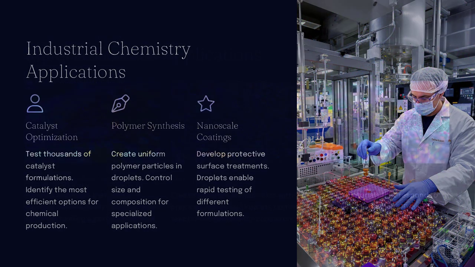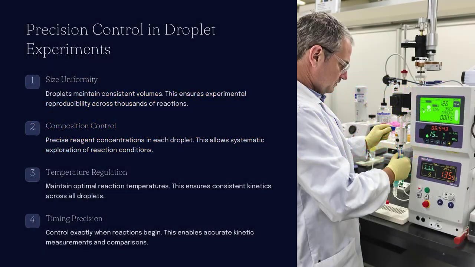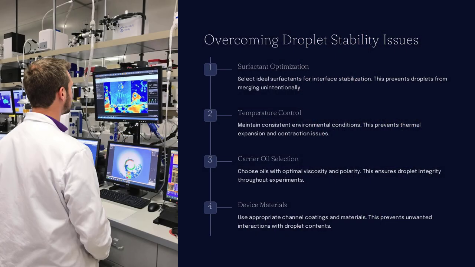For example, in drug discovery, a droplet library might be used to test the effects of hundreds of different drug formulations on a target cell type. What makes this approach so powerful? The ability to rapidly test many conditions in parallel not only speeds up research, but also uncovers subtle trends that might be missed in larger-scale experiments.